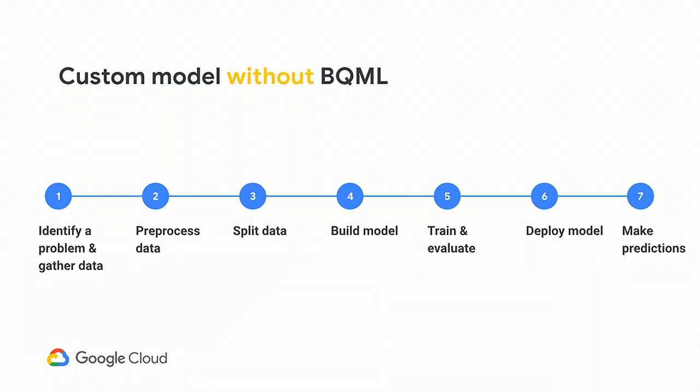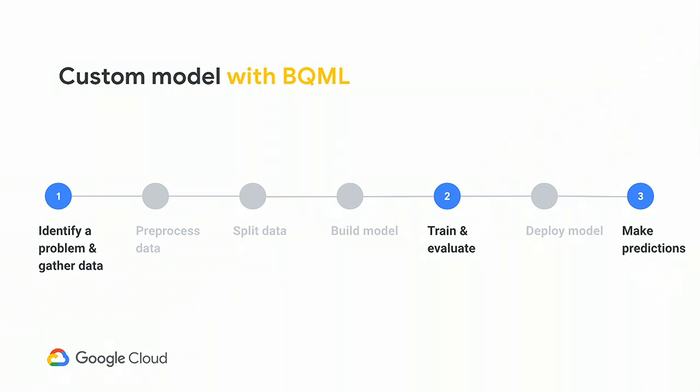Then in step 4, you're actually writing the code to build your model, choosing your model architecture, and training and evaluating your model. You might repeat steps 4 and 5 a couple of times until you get accuracy that you're happy with. Then finally, you'll need to spin up infrastructure to deploy your model so that you can handle prediction requests from your users. The great thing about BQML is that it simplifies this a lot. So with BQML, all you need to do is identify a problem that you want to solve with machine learning, gather your data, write a query to train and evaluate your model, and then it's automatically available to get predictions.